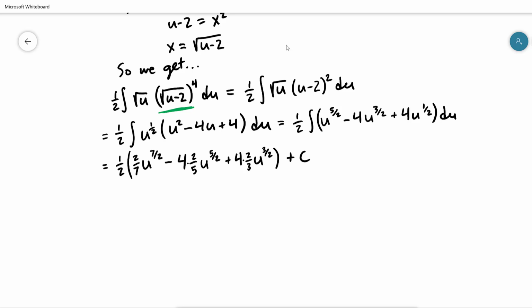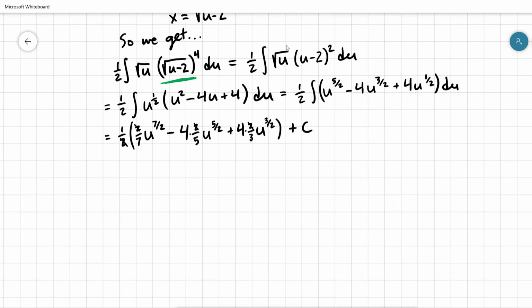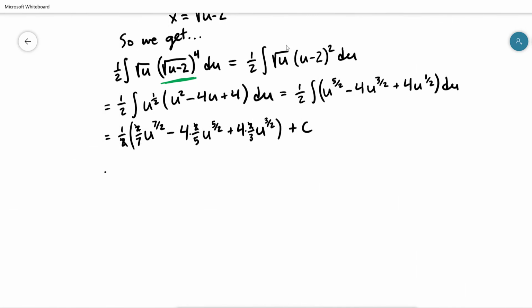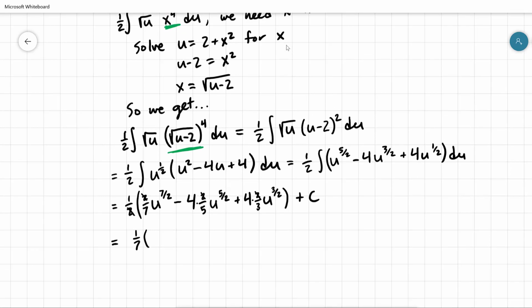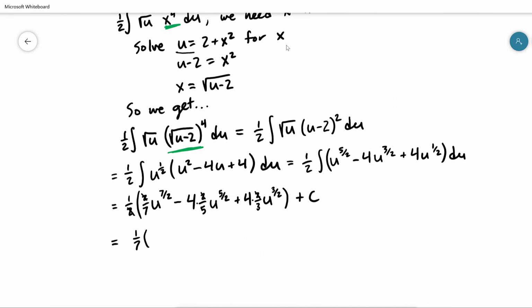So when this is all said and done, multiplying through, this 1/2 is going to cancel all of these 2's up in the numerators, and we will wind up with a big ugly mess that looks like 1/7. What is u? Going back to our substitution, u is right here. So I'm going to plug that in place of u.